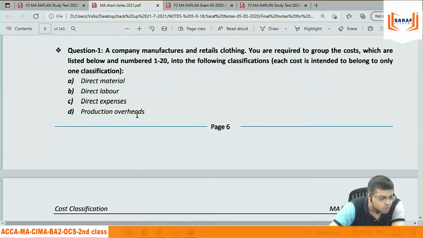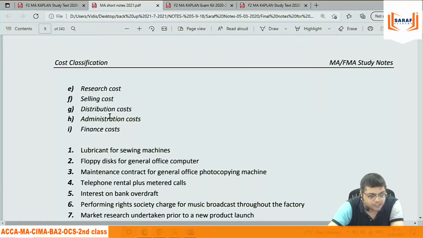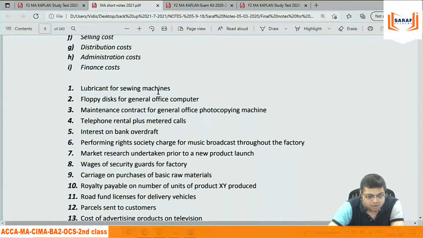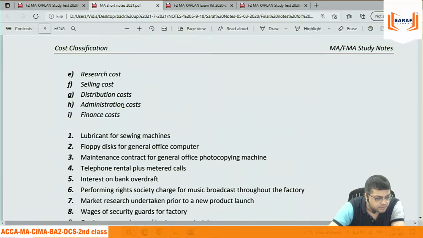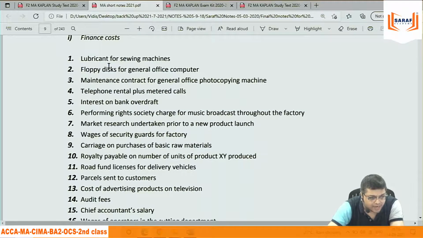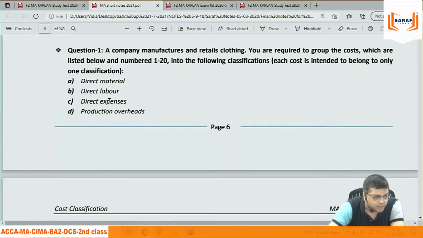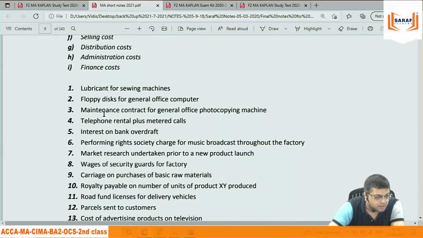Then where will we include it? Production overheads. Production overhead is indirect material, indirect labor, indirect production expenses. So lubricants for sewing machines is indirect material, that is, indirect production overheads.